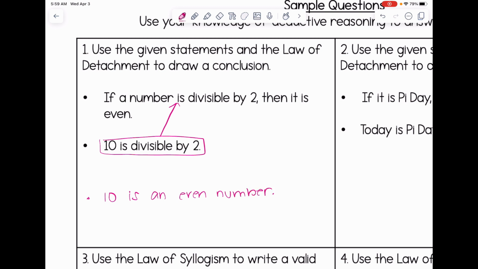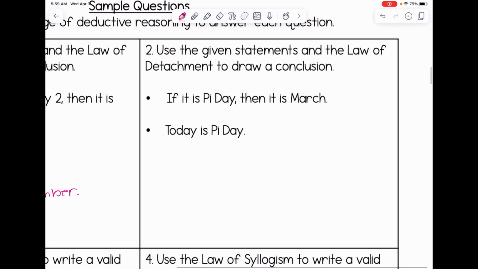Okay, let's try another law of detachment question. Use the given statements and the law of detachment to draw a conclusion. If it is Pi Day, then it is March. Today is Pi Day. So again, notice how these correspond. So we can make a conclusion that since it's Pi Day, it is March.